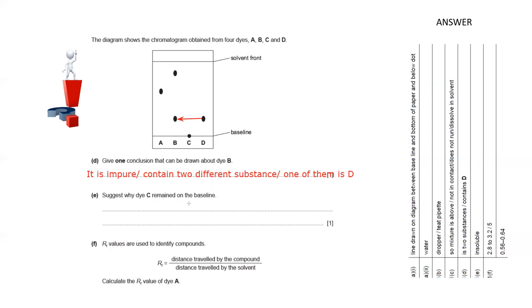Suggest why dye C remains on the baseline. Why does dye C not rise above the origin, above the baseline? What could be a reason? No, not about pure. When it does not rise with the solvent, it cannot mix with the solvent, or it does not dissolve in the solvent. So it is actually insoluble in the solvent used. That's why it does not rise.